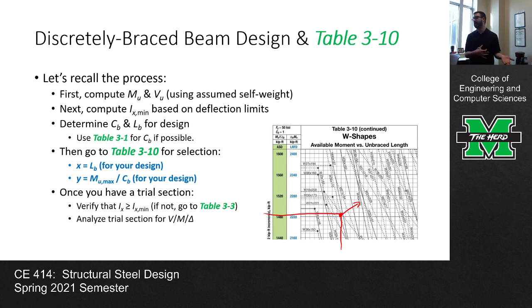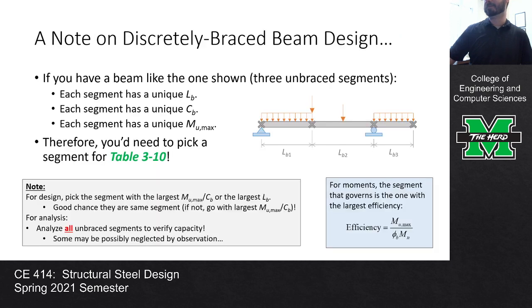trial section. Once you have a trial section, make sure that it's going to meet your deflection requirements. Make sure that it's going to have an IX bigger than your moment of inertia requirement. If that's not the case, just go to Table 3.3 and pick a section from there. Once you've got a trial shape and you verified that the moment of inertia requirement is most likely going to be met, then you can take that section and analyze it, and make sure you analyze for shear, for moment, for deflection, in order to ensure that it meets capacity.